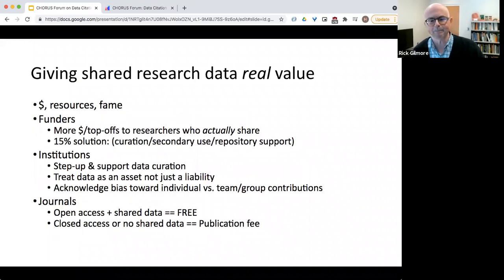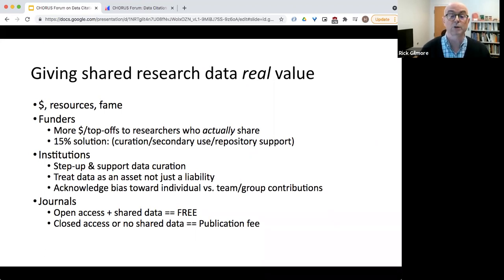I suggest that to value research data, we give shared research data real value, as in money, resources, and yes, even fame. So funders should give more money or even top-offs to researchers who actually share and have a history of sharing. I also advocate for what I call the 15% solution. So I'd like to see 15% of the research budget allocated: 5% to archival services involved in data curation, 5% to new secondary uses, and 5% to core operating support for open data repositories.